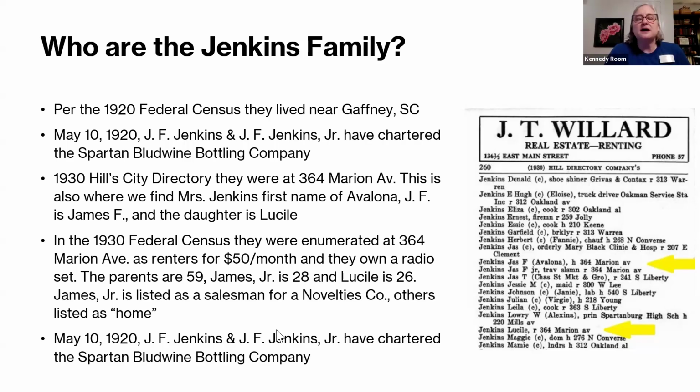And you will see with the yellow arrows on the right where James F. and Avalona, as well as James F. Jr., are listed in the top area, and Lucille is listed further down the list. Remember, in the city directories, look them up by their last name and then check for everyone at the same address within that name.